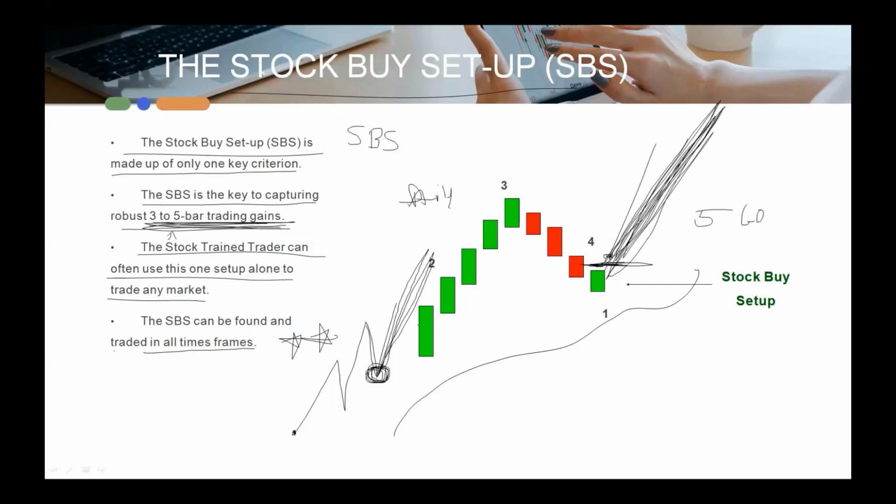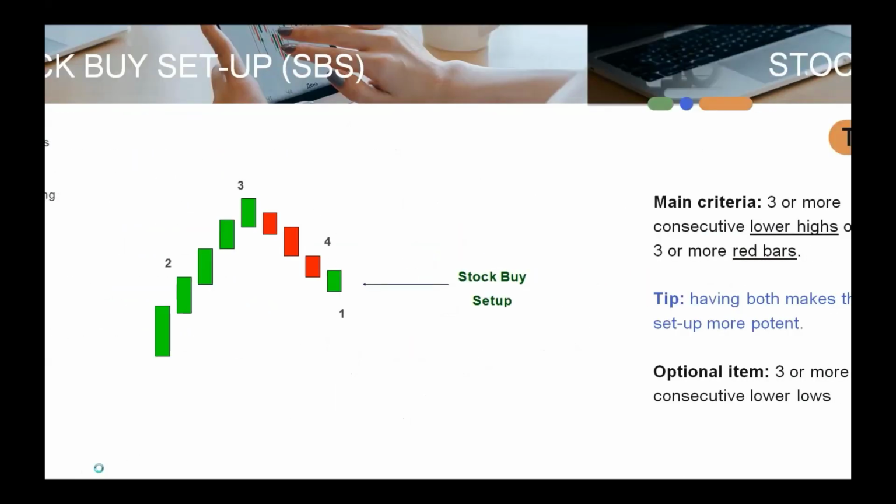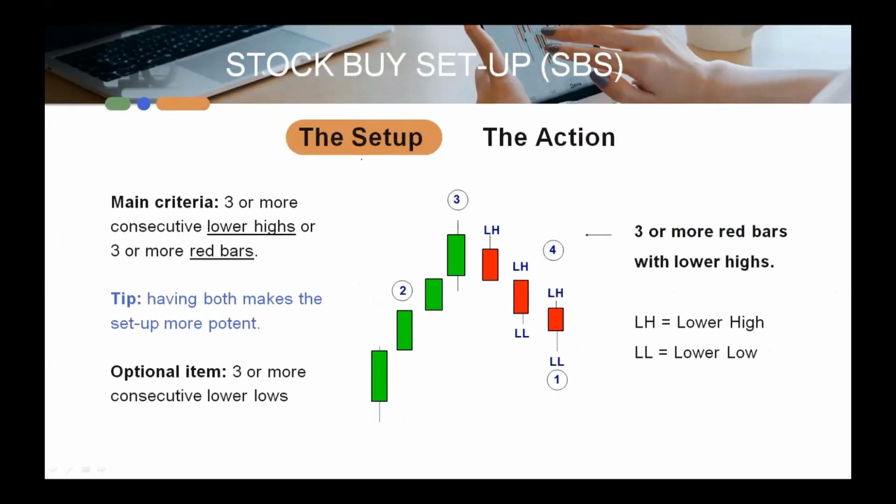Okay. So we have green bar, green bar, green bar, green bar, green bar, topping period, stage 3. Then we have red bar, red bar, red bar, which is stage 4. And then we're going to be waiting for stage 1, which is going to be that bottoming period. And this is going to be where we have what's called a setup. Okay, the buy setup. So this is what the setup looks like.